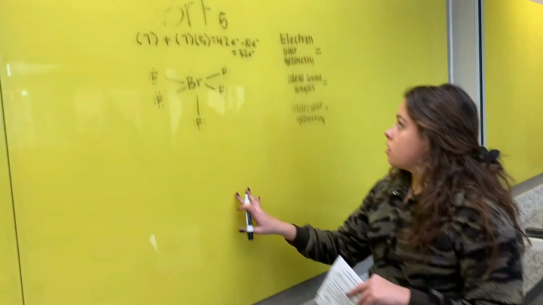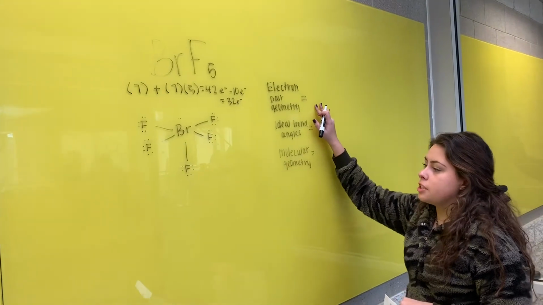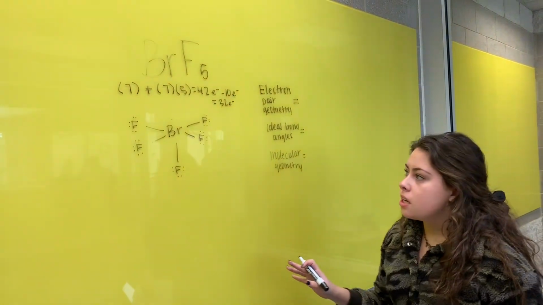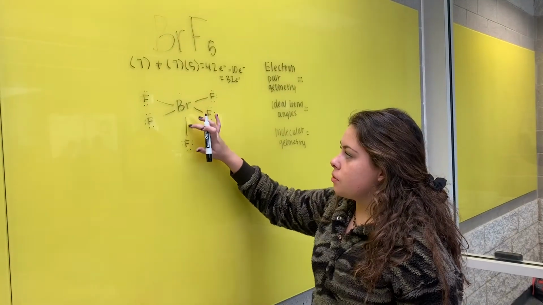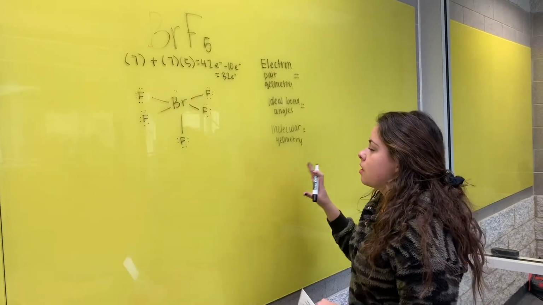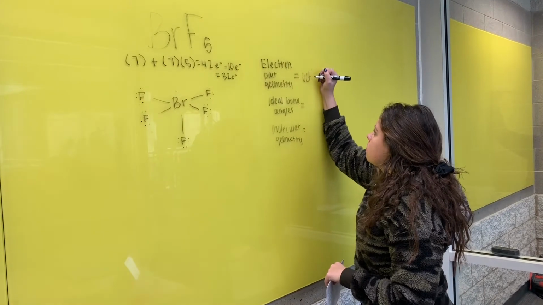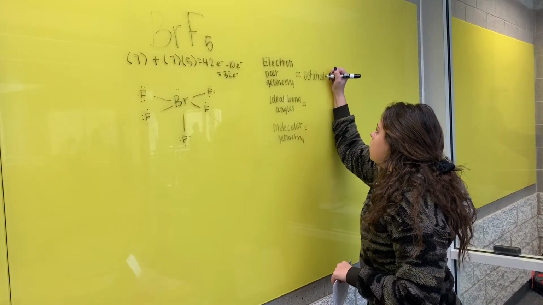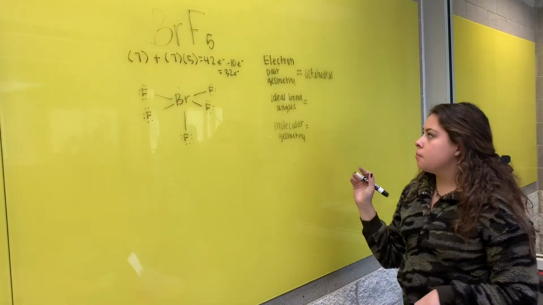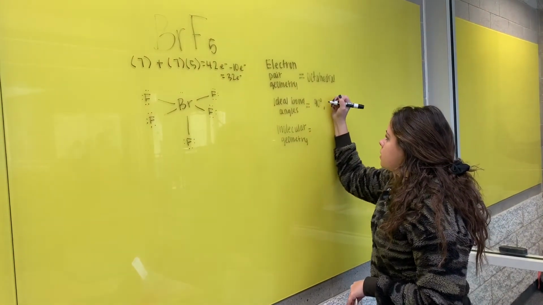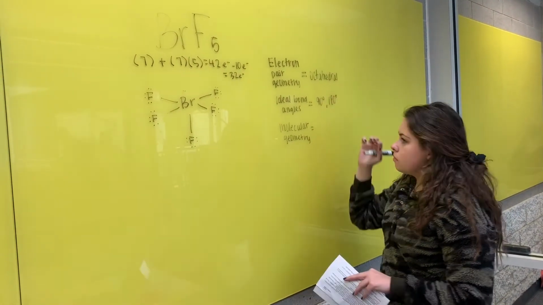Then if you're trying to figure out the electron pair geometry, you have to look at the structural pairs. So there are 1, 2, 3, 4, 5, and 6. So there are 6 structural pairs. This makes the electron pair geometry octahedral. And octahedral has ideal bond angles of 90 degrees and 180 degrees.